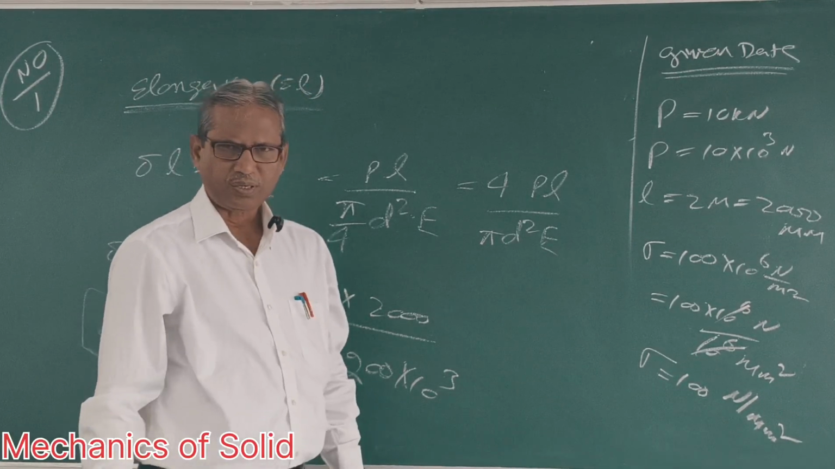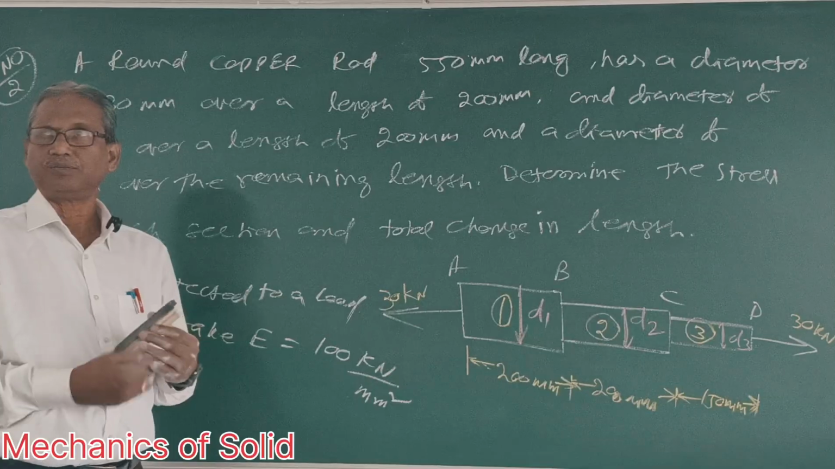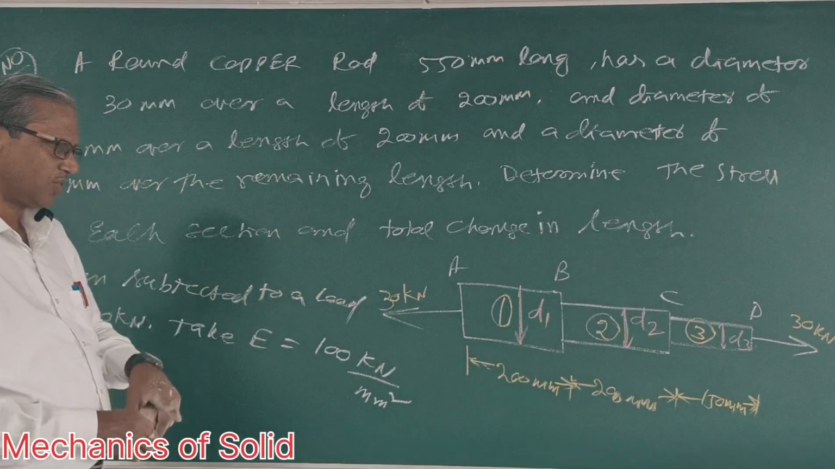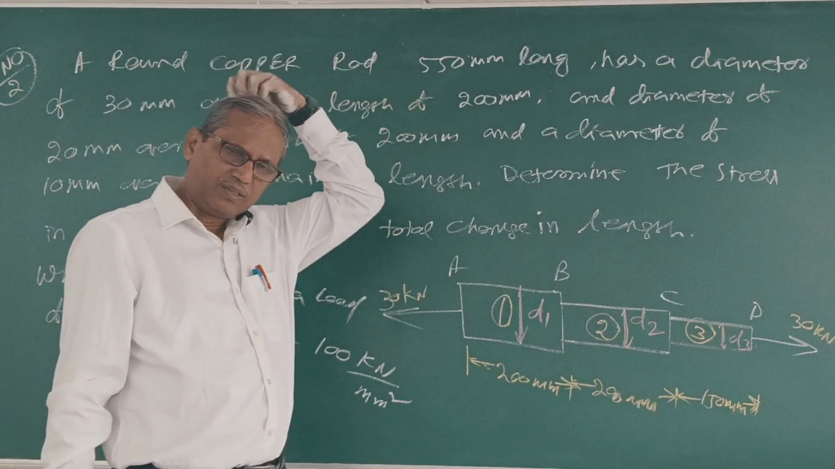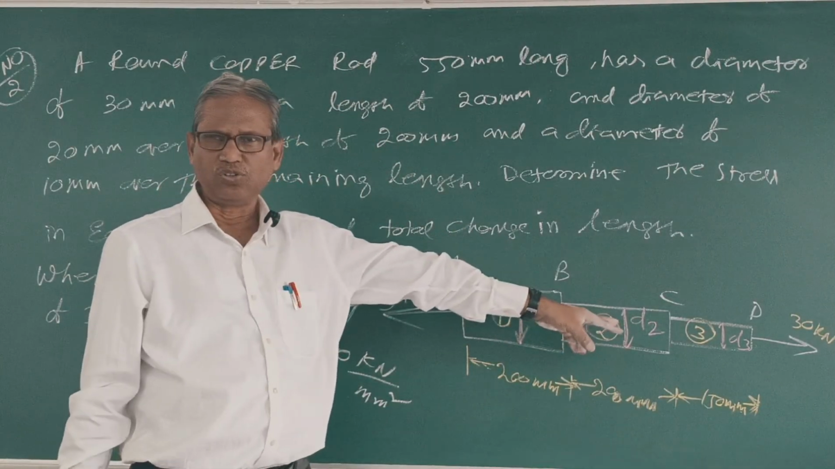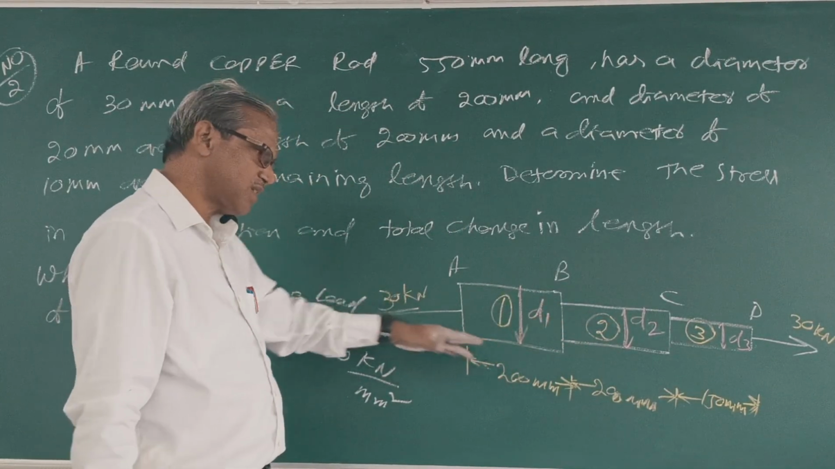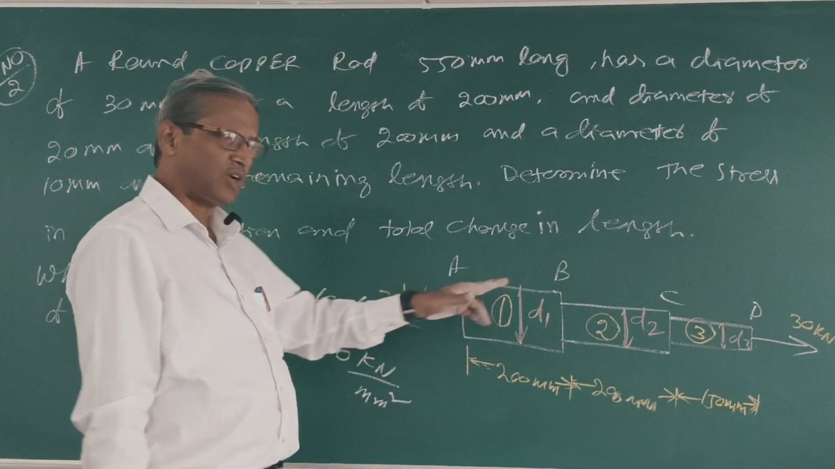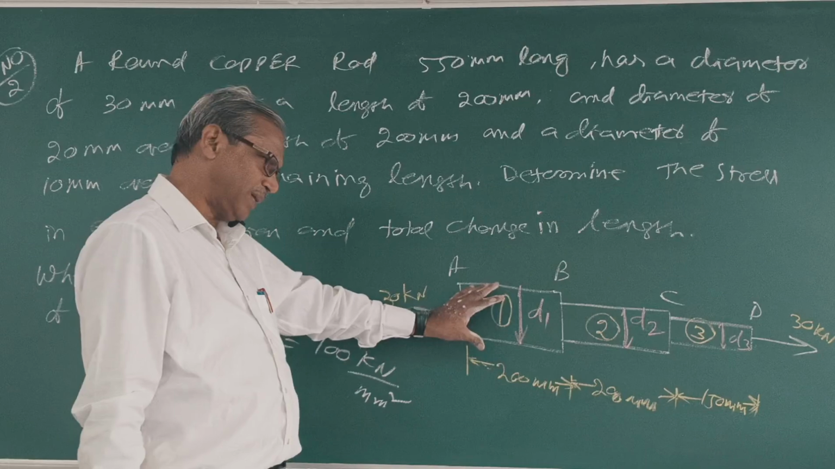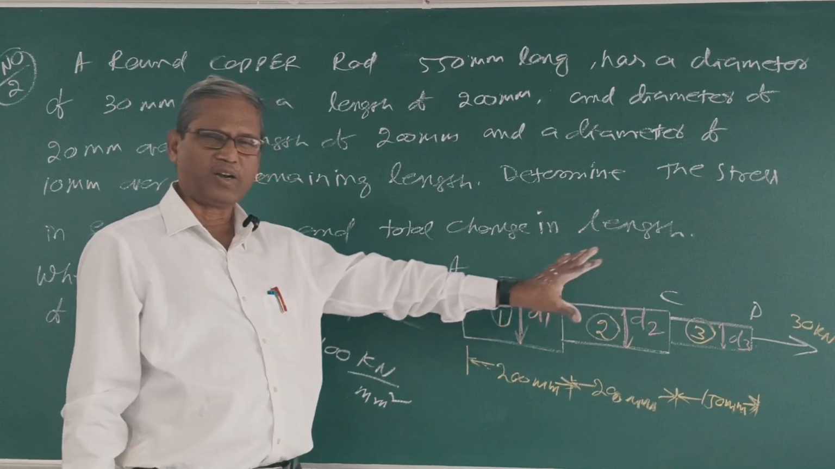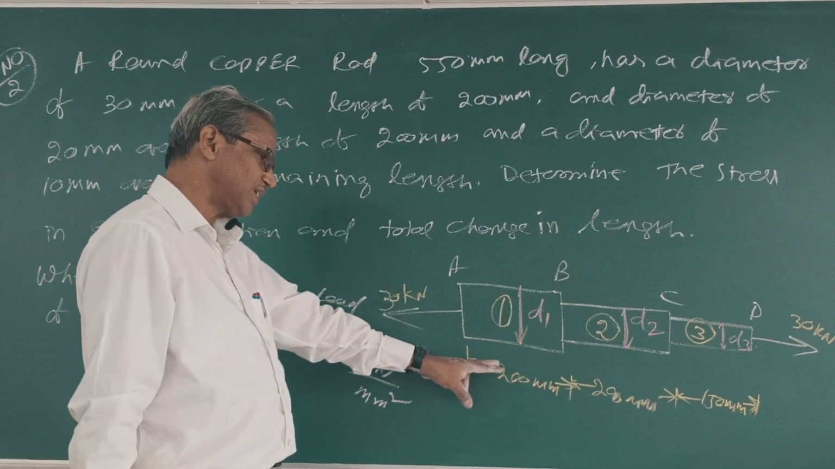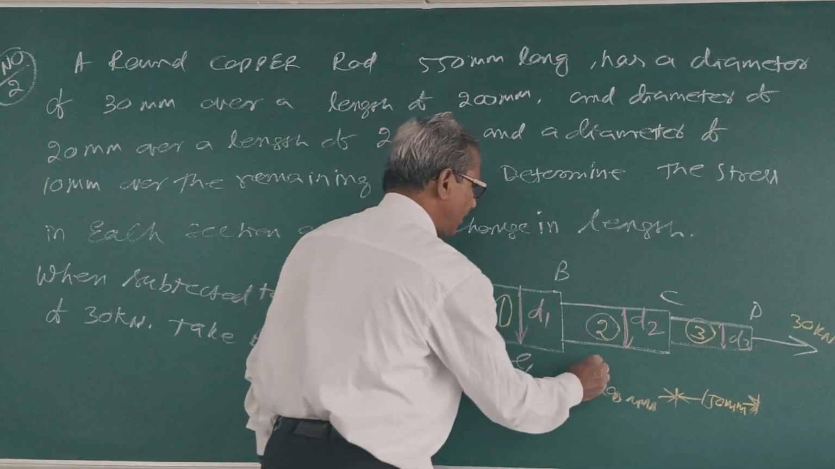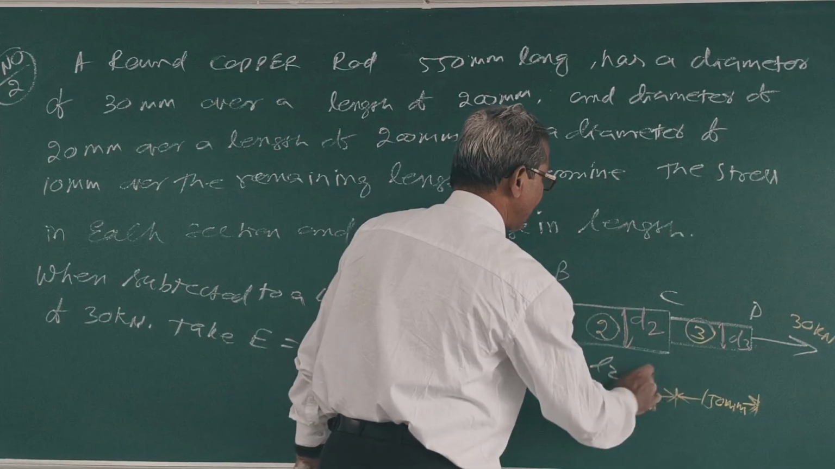Next question, number 2. This is question number 2. This has various sections: section 1, section 2, section 3. Clear? The rod is subject to a load of 30 kilonewton. These are different sections with different diameters D1, D2, D3 and different lengths L1, L2, L3. Clear? This is L1, this is L2, this is L3.